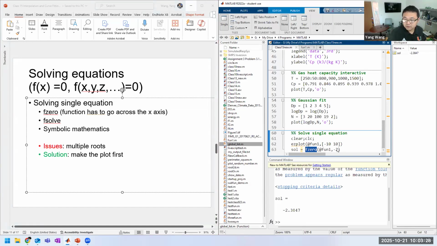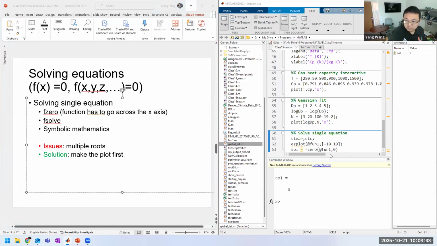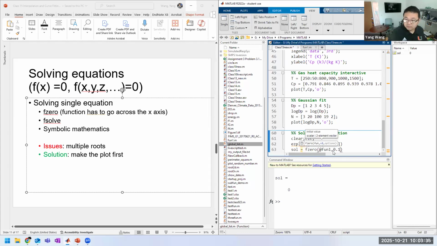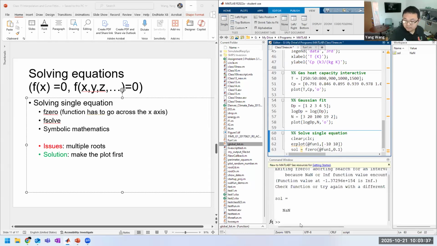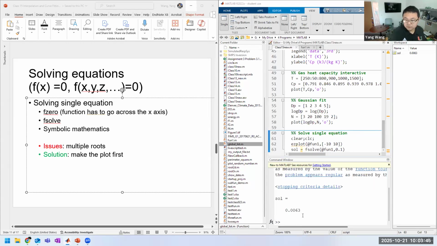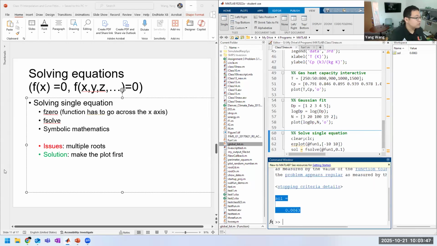So if you use f0 and then even give it an initial guess of 0, or let's say 0.1, okay, it's going to give you that the solution is not a number, right? But if you use fsolve, it's going to give you the solution. It's close to 0.